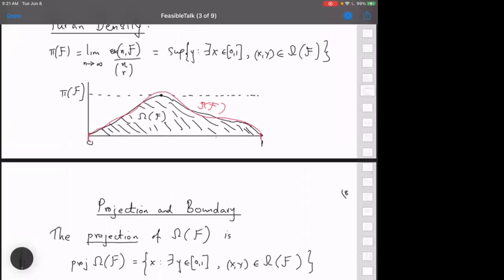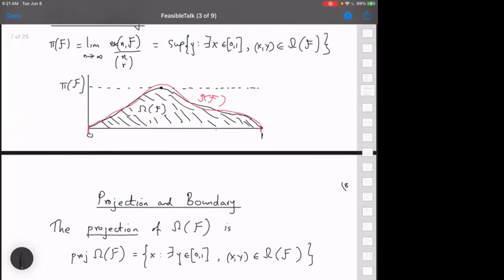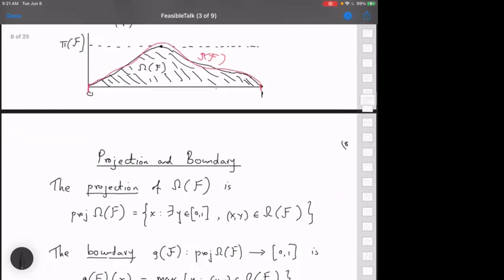Okay, so now I want to make this picture more precise. So I have two relatively easy slides where I try to justify this kind of picture for the feasible region. And that is the projection and boundary. These are very easy things. The projection is just what happens on the x-axis, and the boundary is just basically this, what I'm calling g of f in this red curve. But let's define it carefully.